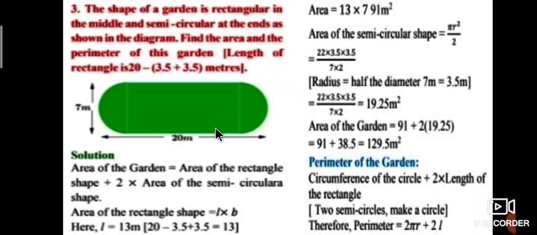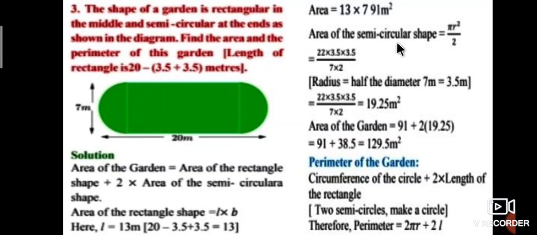Therefore, this is the figure of the shape of the garden, rectangular in the middle with semicircles at the ends. The area of the garden is equal to the area of the rectangle plus 2 into the area of a semicircle. The area of the rectangle is length into breadth. Here L is equal to 20 minus 3.5 minus 3.5, that is equal to 13 meters. Therefore, 13 into 7, that is 91.